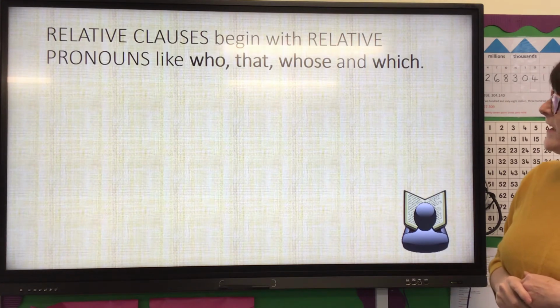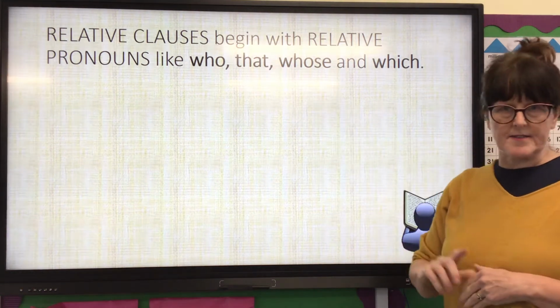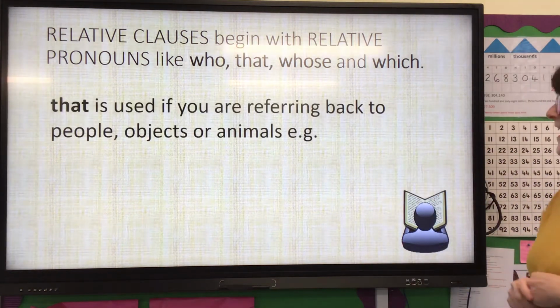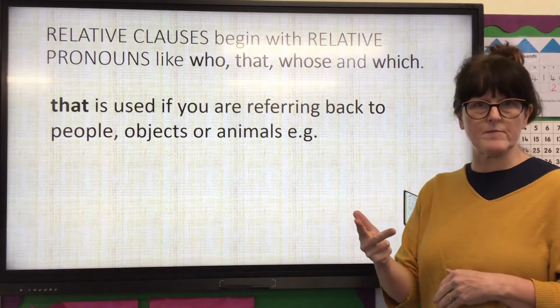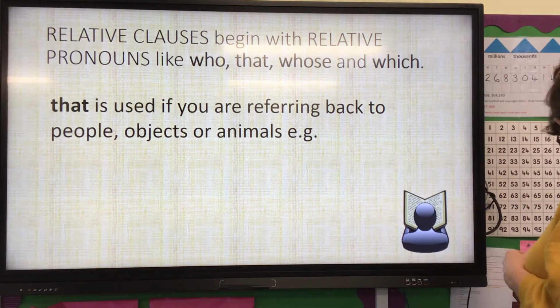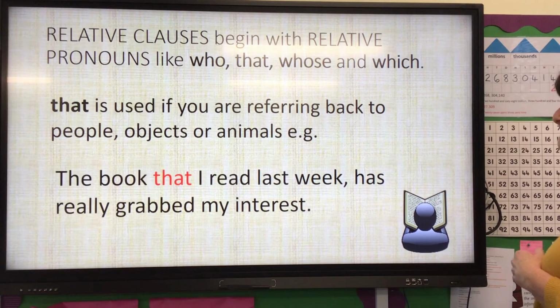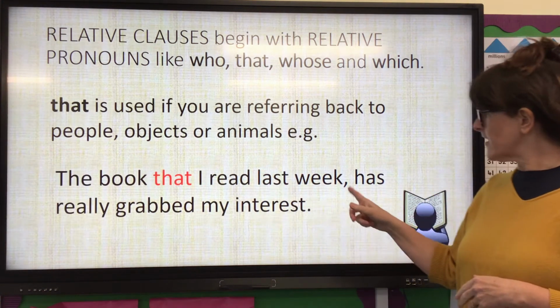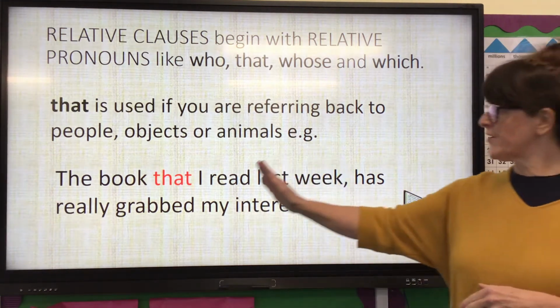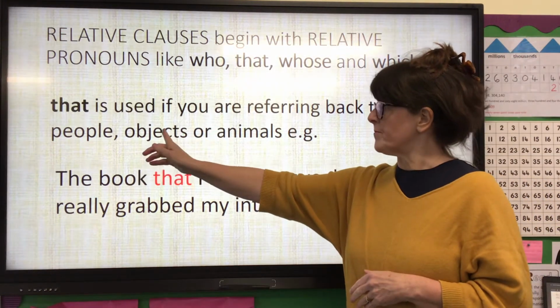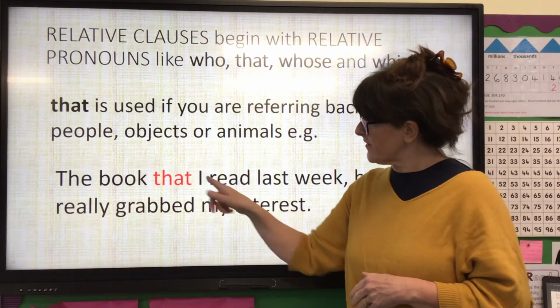Let's have a look at the relative pronoun that. That can be used if you're referring to people, objects or animals, so it's quite versatile. Here's an example. The book that I read last week has really grabbed my interest. We're referring back to an object this time, so we use that.